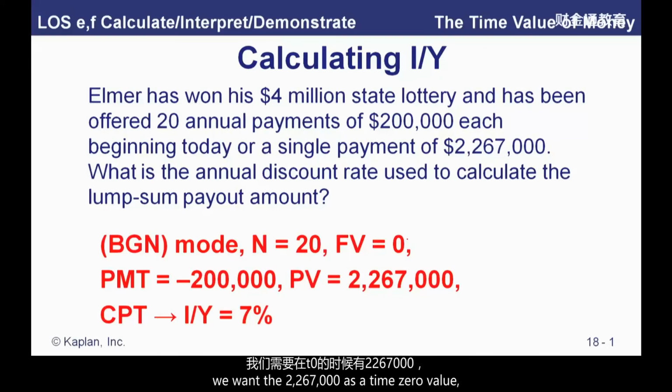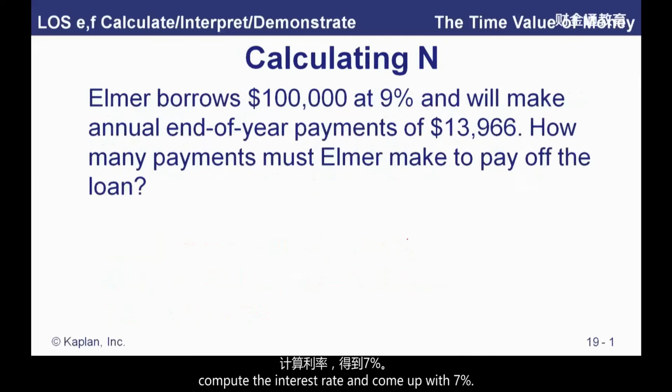We want the $2,267,000 as a time zero value. That's what they would pay you like today instead of the annuity payments. So we put that in. Our payment is minus $200,000, and our present value, $2.267 million. Compute the interest rate and come up with 7%.